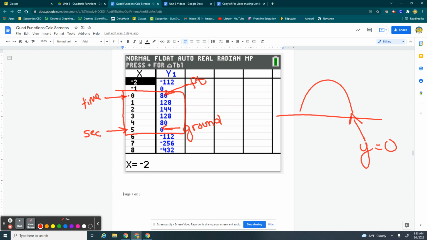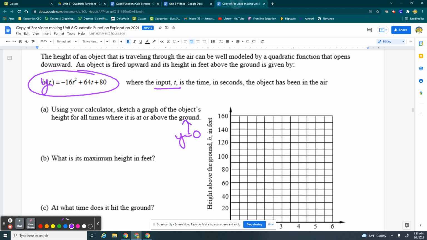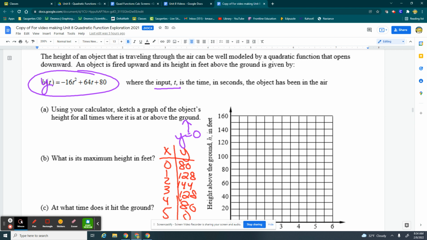So now we're going to copy that down off to the side. So I'm going to do x and y, start at 0 and end at 0. 1, 2, 3, 4, 5. And then 80, 128, 144, 128, 80, 0. And now we are going to plot these points.